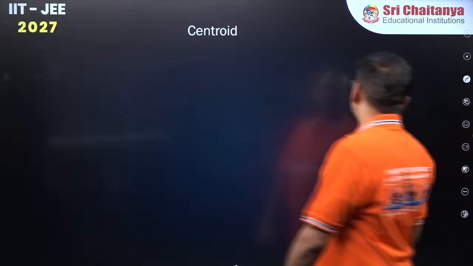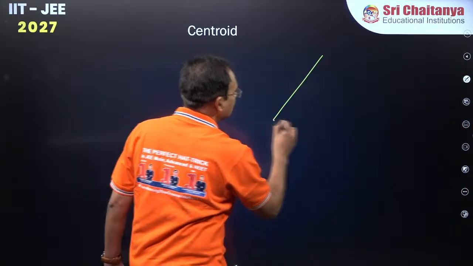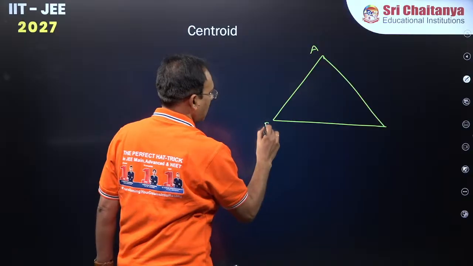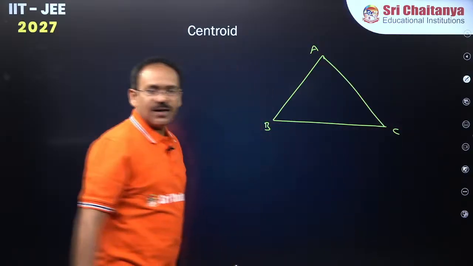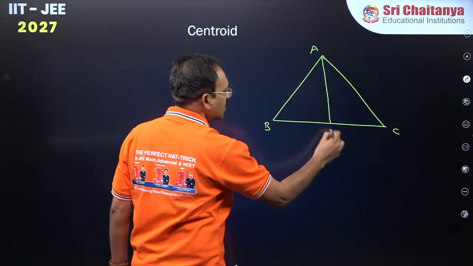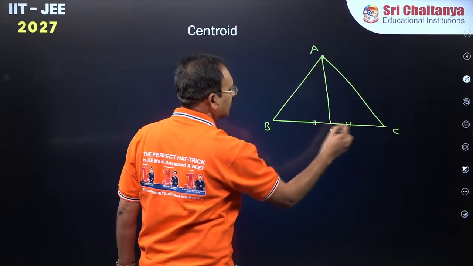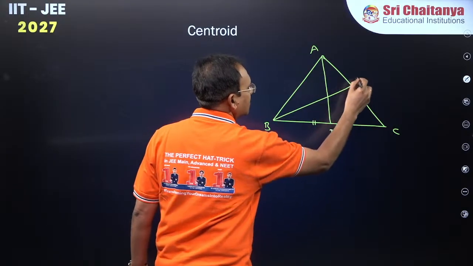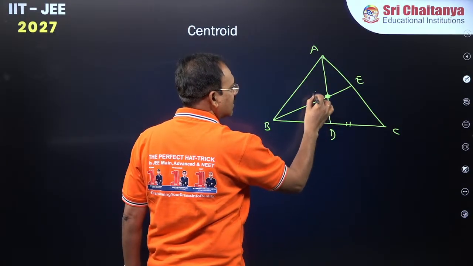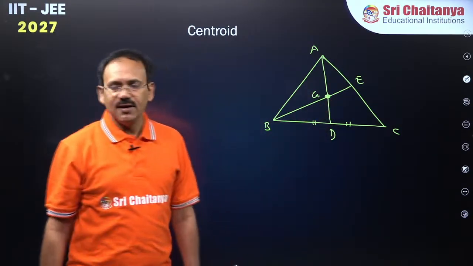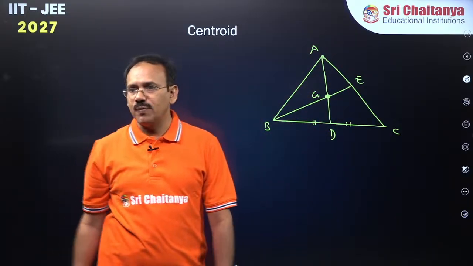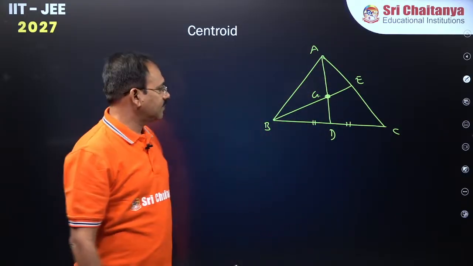Let me try. Dear students, suppose this is triangle ABC. AD is one median and BE is another median. So obviously this is the centroid G. My aim is to prove that AG to GD is 2:1. Let me give it in a quick way.